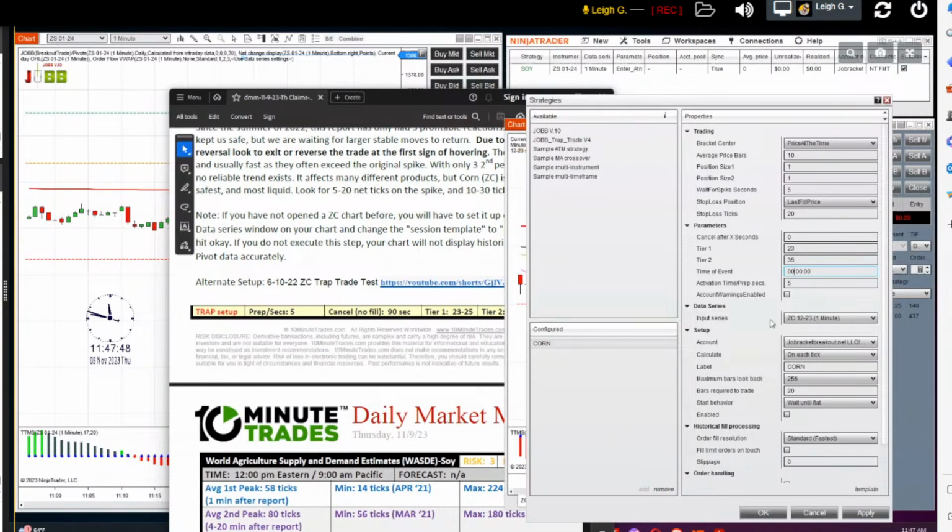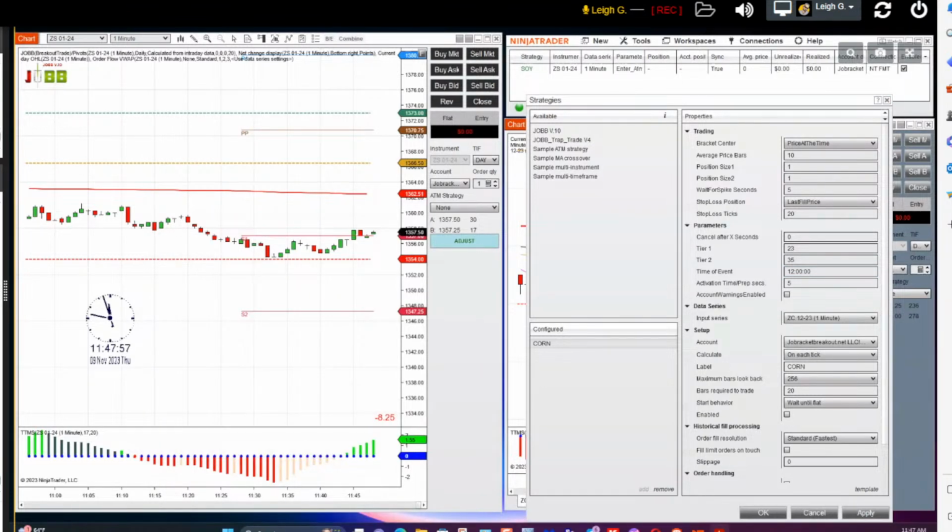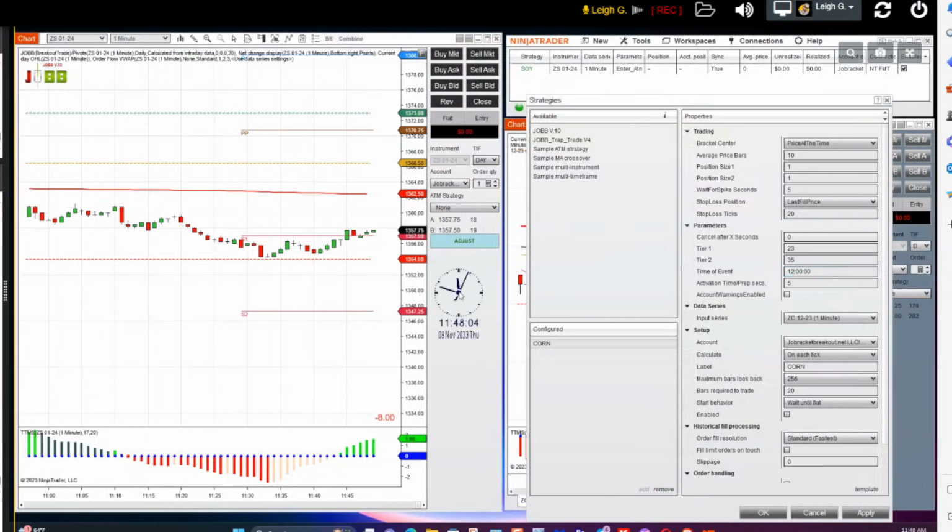And there's really not much else that you have to do on a trap trade. Make sure the account warnings are disabled. And my trap trade does not get enabled. It's only going to be used if for some reason I thought that soybeans didn't look like they were safe to trade or they were too volatile to trade.